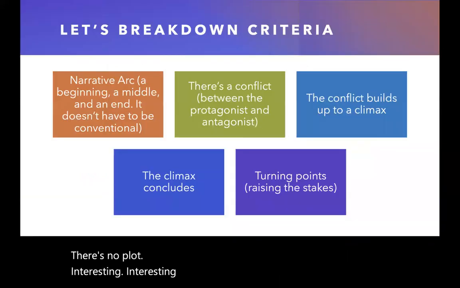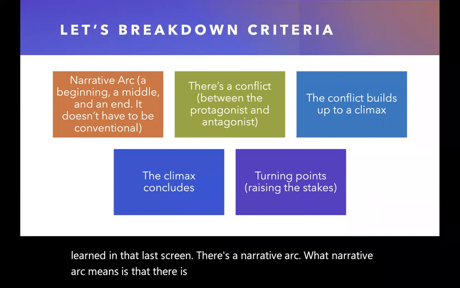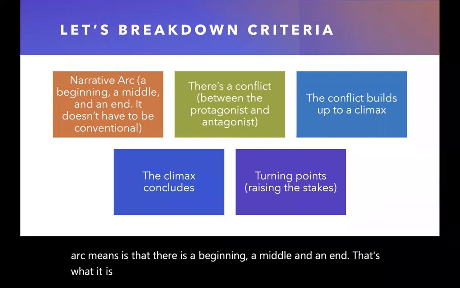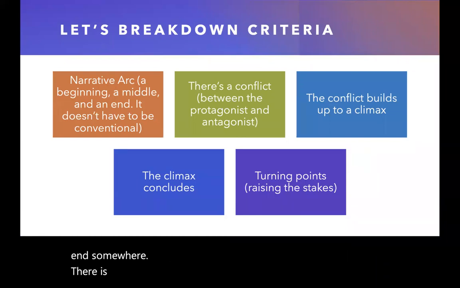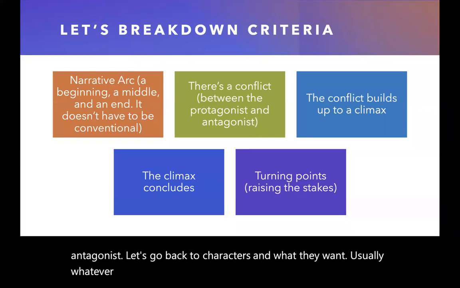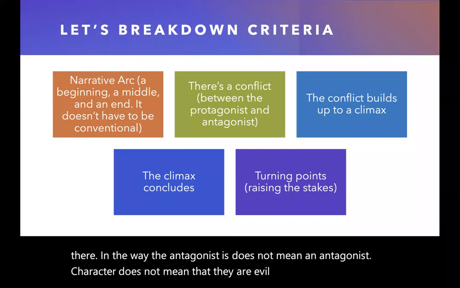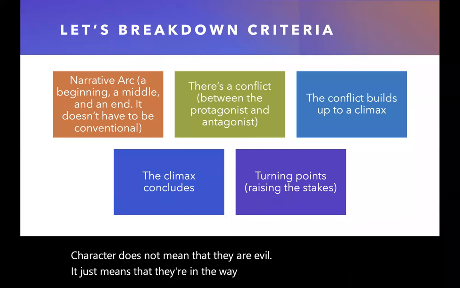Interesting. So let's break down this criteria that we just learned in that last screen. There's a narrative arc. What narrative arc means is that there's a beginning, a middle, and an end. It's just you start somewhere, you go somewhere, you end somewhere. There's conflict. It's usually between the protagonist and antagonist. Let's go back to characters and what they want. Usually, whatever the protagonist wants, the antagonist is there in the way. An antagonist character does not mean that they are evil. It just means that they're in the way of what the protagonist wants.